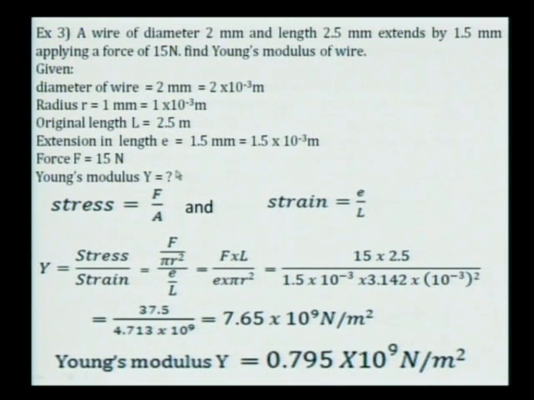Same process. Young's modulus is equal to stress by strain. Stress is nothing but force upon the area. Strain is equal to elongation divided by original length. Therefore, Young's modulus is F into L divided by elongation into pi r square. Put all the values, and we will get the value of Young's modulus.